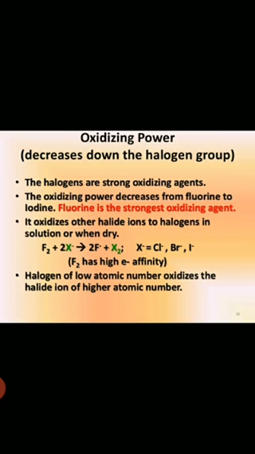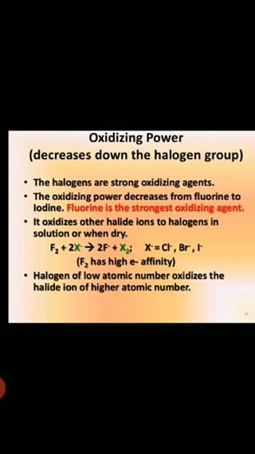So F2 plus 2X negative. Here X can be either chlorine, bromine or iodine, right? So it will get changed to F negative, and that halide ion will get changed into the diatomic state. So that is, fluorine has got high electron gain enthalpy here. Halogens of low atomic number oxidize the halide ions of higher atomic number. So the one which has a lower atomic number will oxidize the halide ion of the higher atomic number.